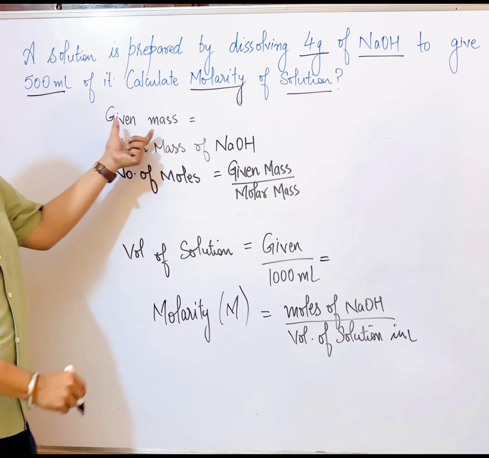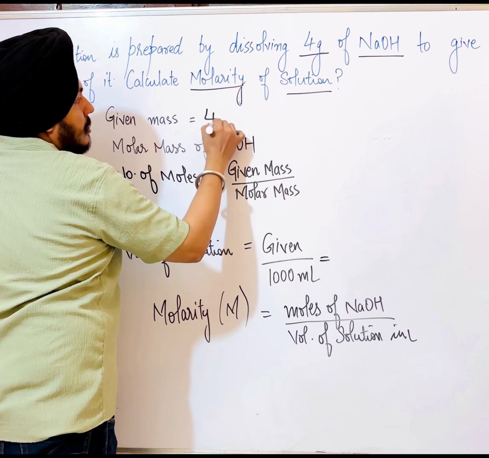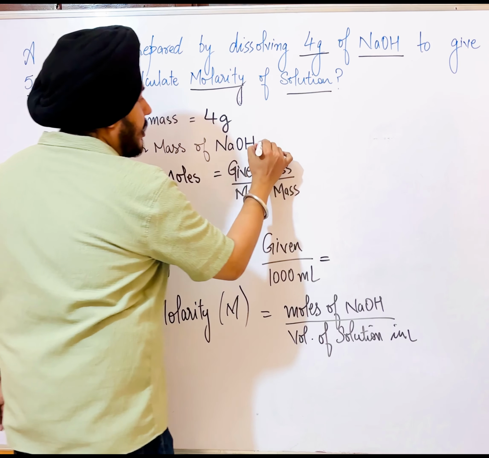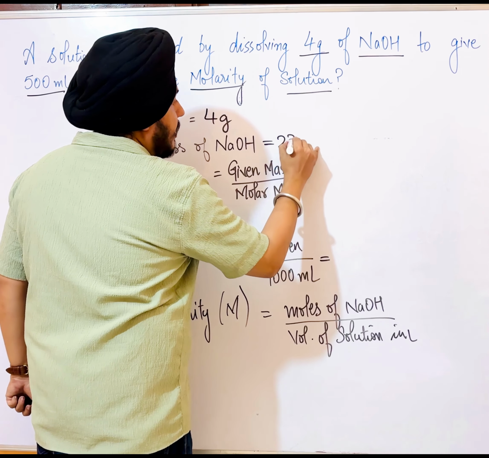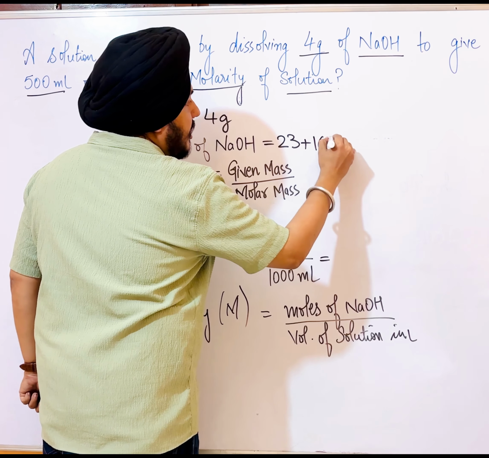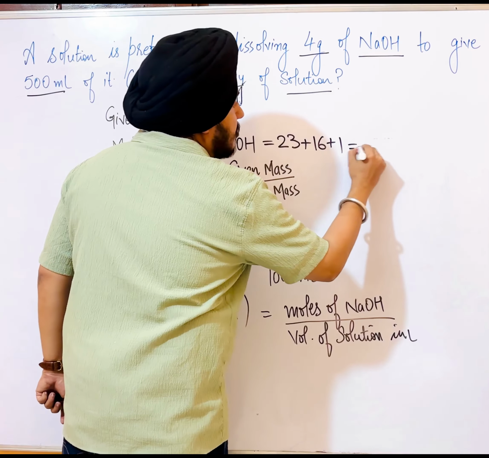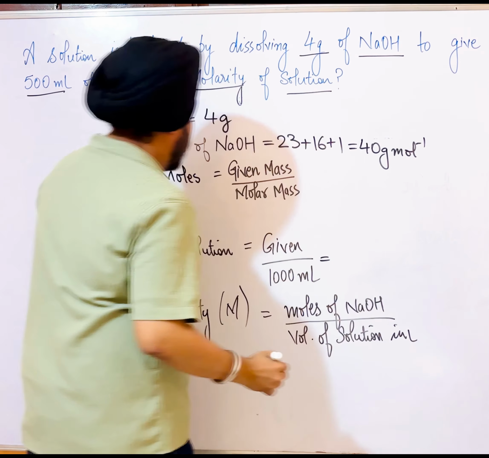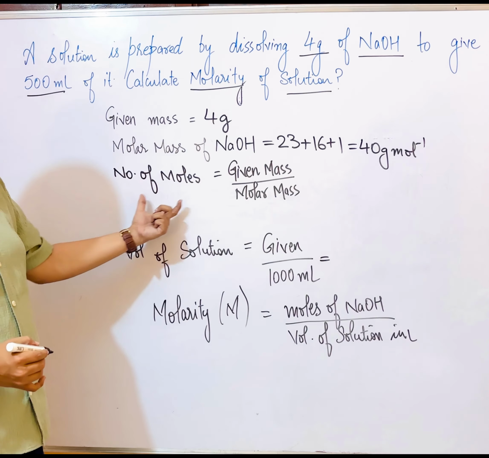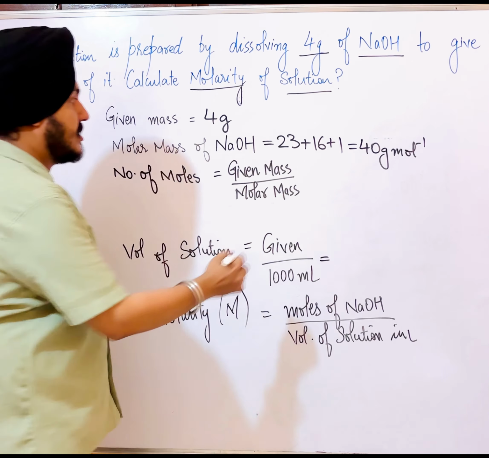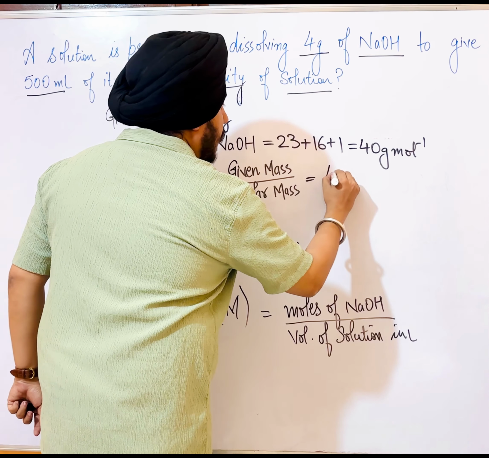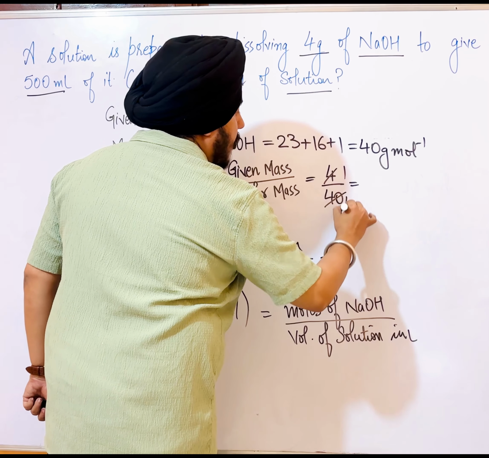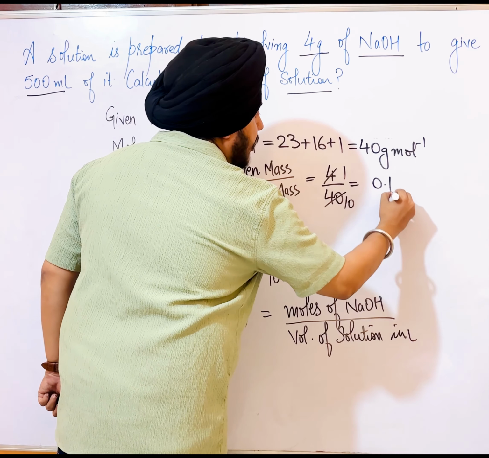So what is the given mass? 4 grams. Molar mass: the molar mass of sodium hydroxide will be sodium 23 plus oxygen 16 plus 1 hydrogen. It becomes 40 gram per mole. Now the formula for number of moles is given mass upon molar mass. Given mass is 4 upon molar mass 40. This becomes 1 upon 10. It means it becomes 0.1.